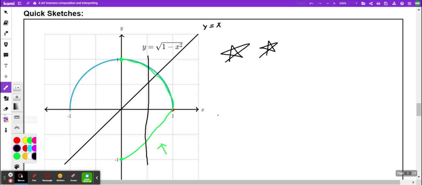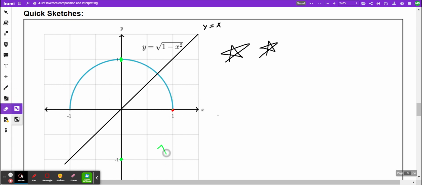But if you remember, we can do a quick check to see, will it be a function before we find the inverse? And if we check the horizontal line test, we can tell that, hey, look, it touches twice, so it will not be a function. Let's try the next one.